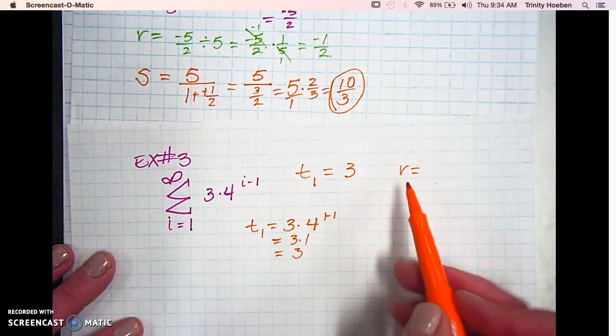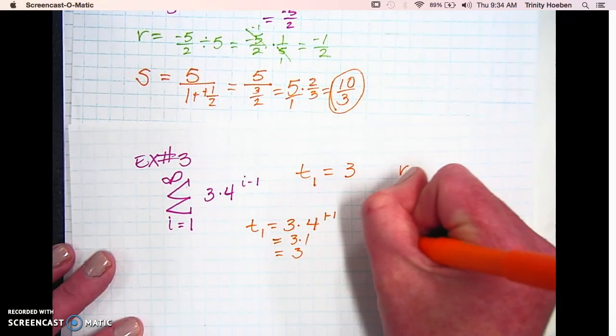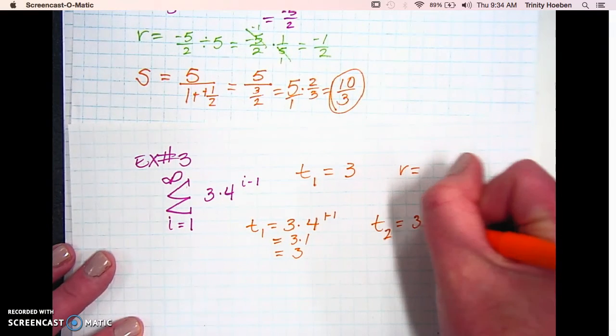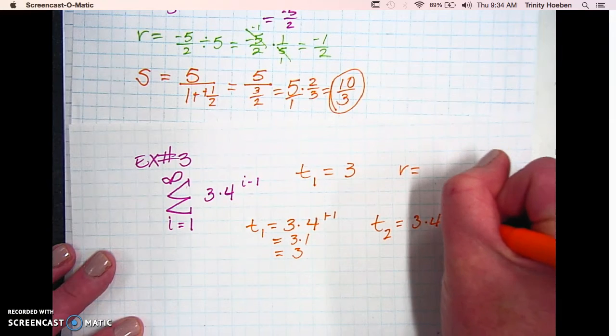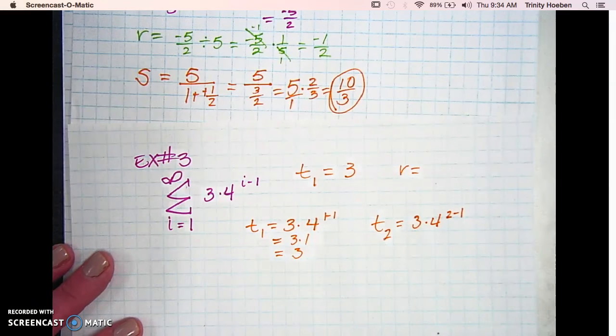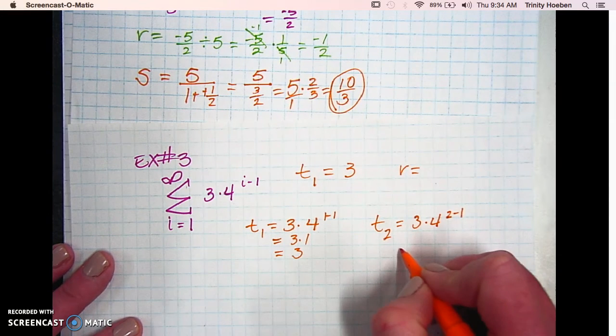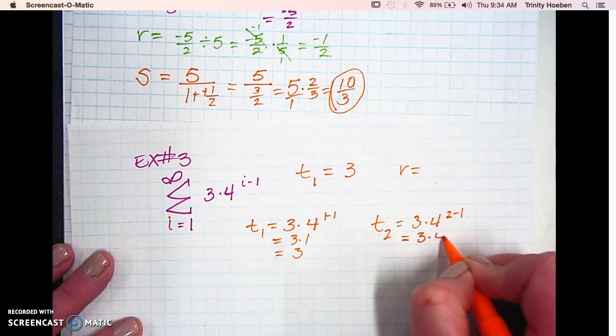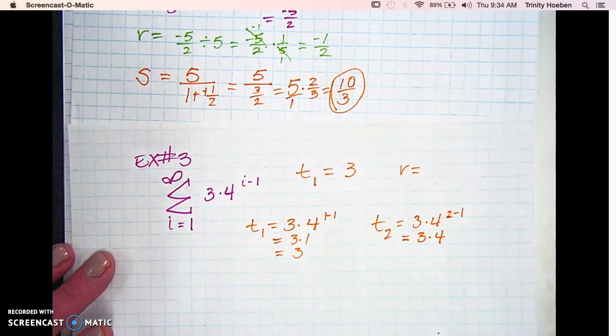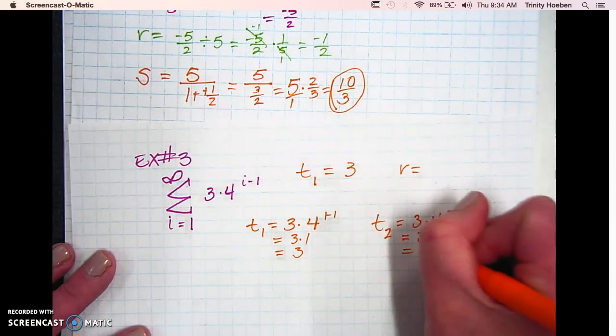To get the common ratio, we need another one, so let's plug in 2. So we're going to have 3 times 4 to the 2 minus 1. 2 minus 1 is 1, and in this case, we have 3 times 4. 4 to the first is just 4. So it ends up being 12.